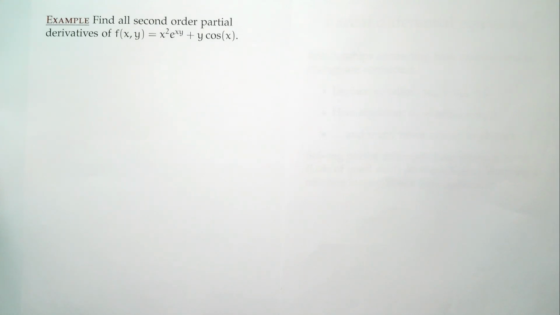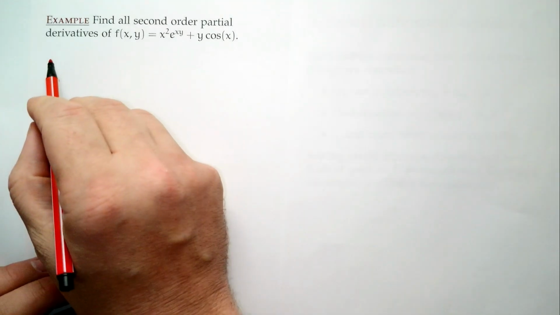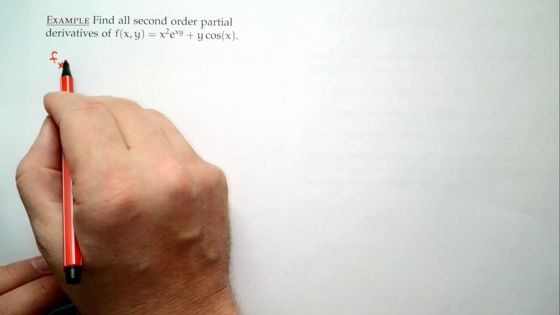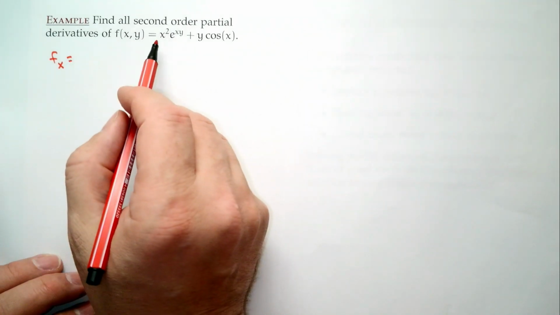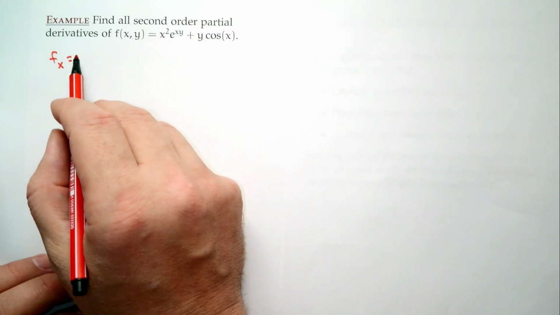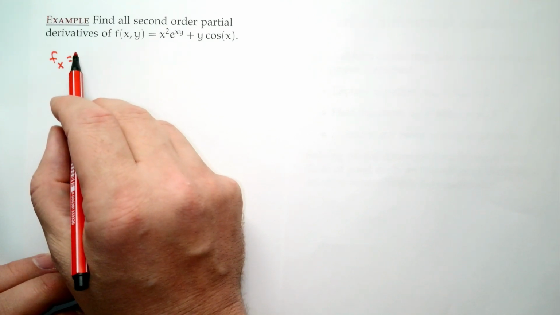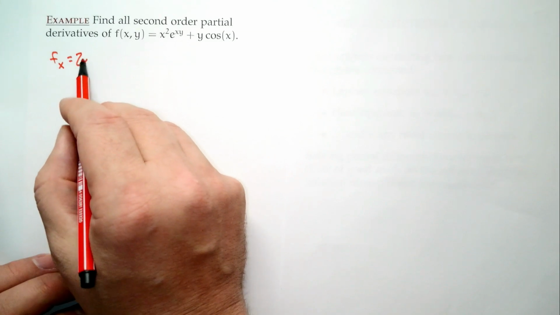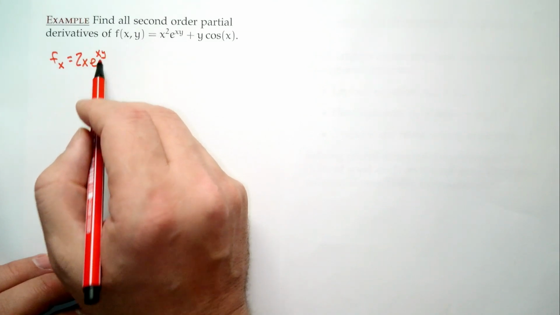If I want to get to the second order partial derivatives, what should we do first? The first order partial derivatives. In other words, if you want a second derivative, you have to start with the first derivative. So we start with our f sub x. Okay, the derivative of x squared e to the xy. Two x e to the xy. Anything else?